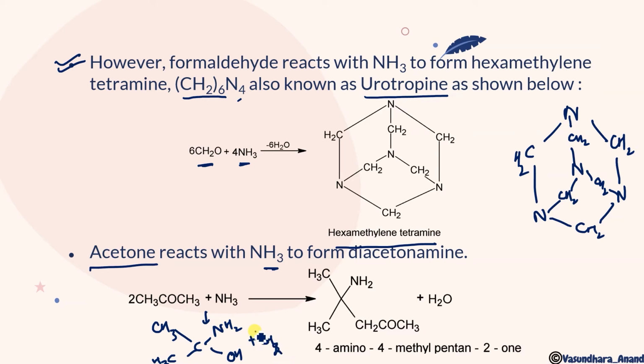So let me write like this. Okay, so this H and this OH will come out as water and this group will attach to this like this. So this will give you 4-amino 4-methyl pentane 2-one. 1, we can start counting 2, 3, 4 and 5 here. Anyway, so 4-methyl, 4-amino and this is pentanone, 2-pentanone. Clear?